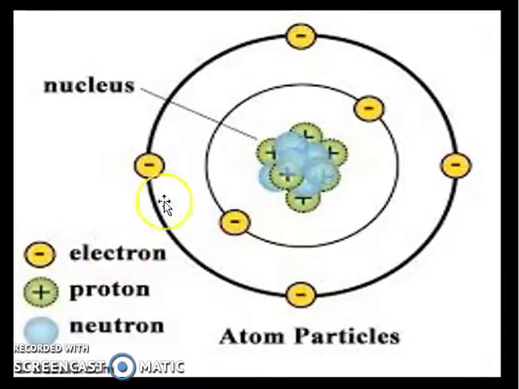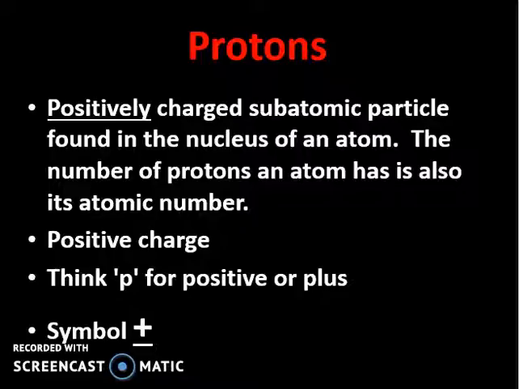Electrons are negatively charged, and they're a little special because they're actually rotating and orbiting around the nucleus like this out here. So when we think about them, they're kind of the special ones as far as location. They're around the nucleus. So protons are positively charged. They're found in the nucleus. The number of protons an atom of an element has is the same as its atomic number.